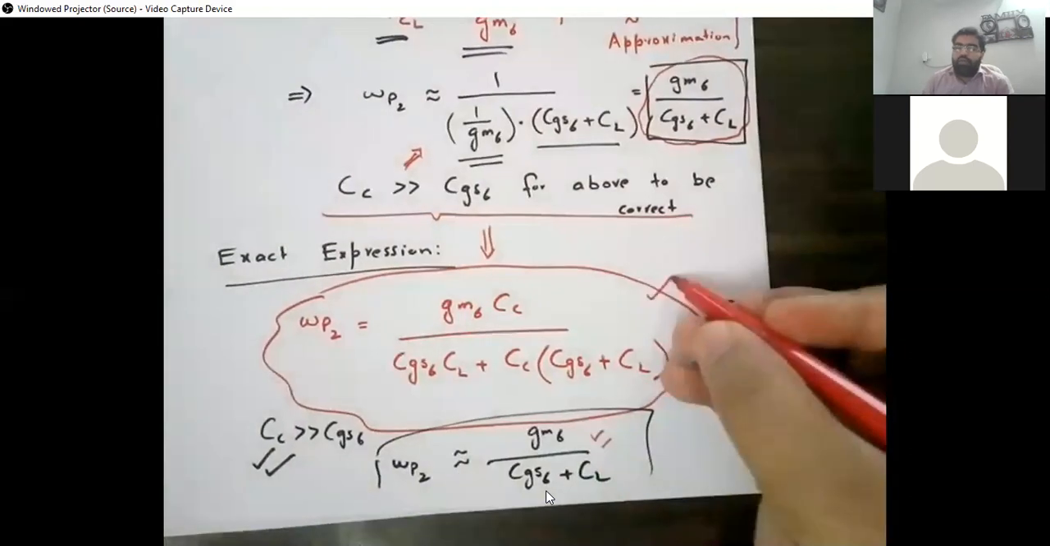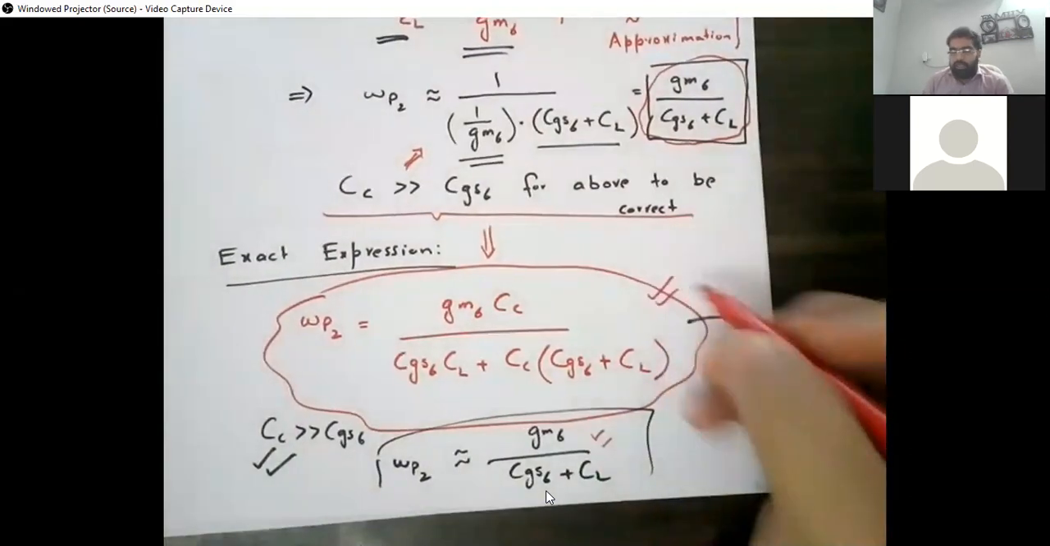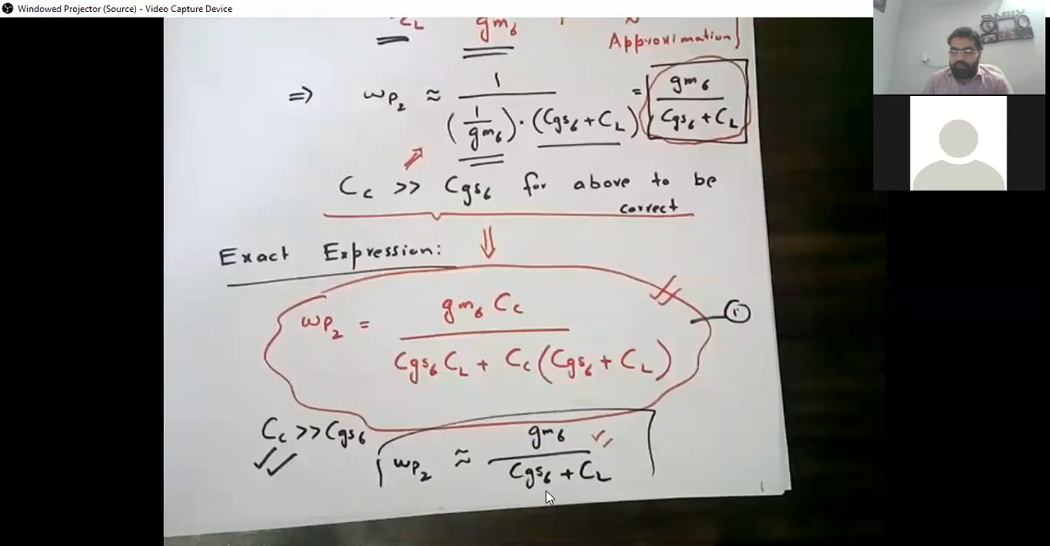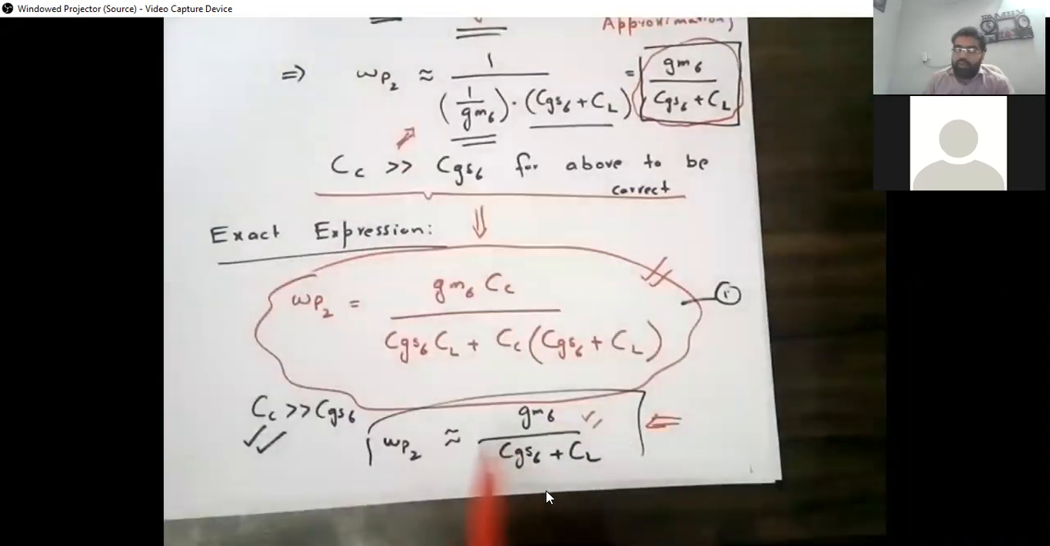The accurate expression is going to be utilized by the simulator, whether it's LTspice, NGspice, Cadence or Synopsys, but we are concerned about seeing a little bit of approximation, and that approximation can be provided by this expression which is written here for the omega P2.